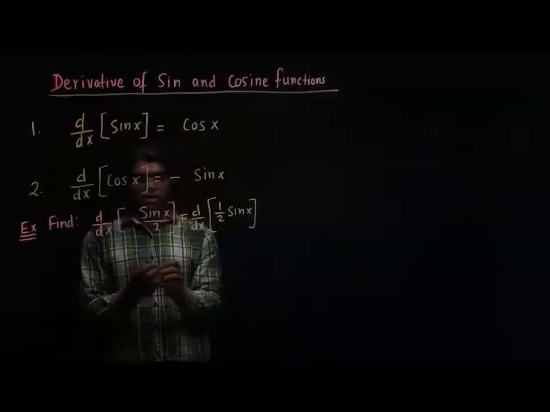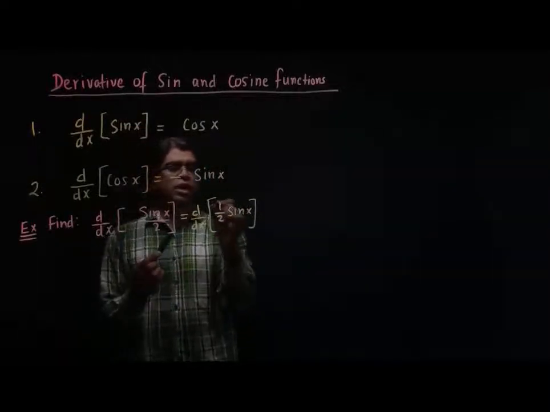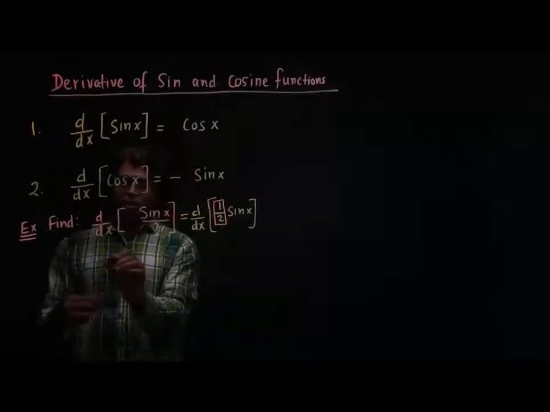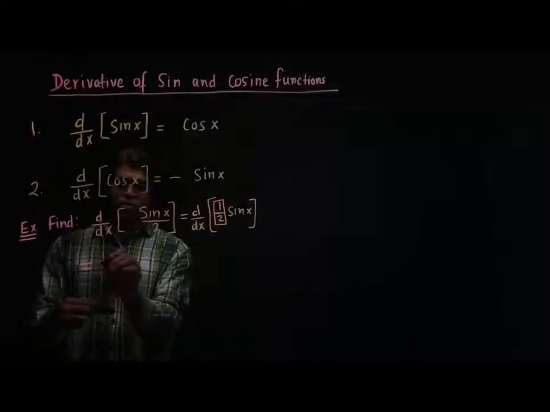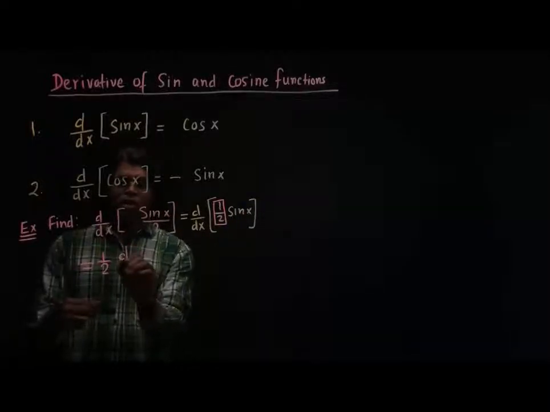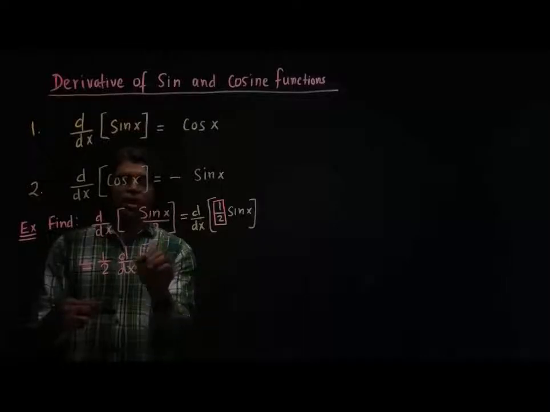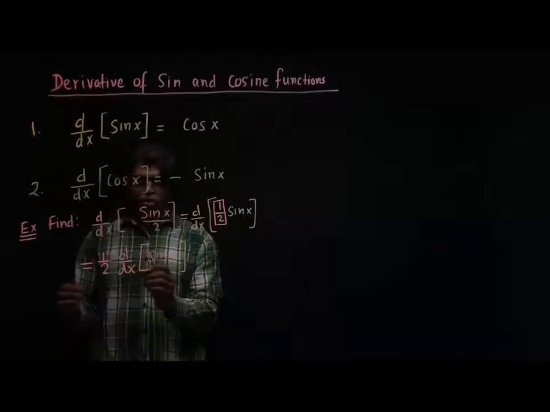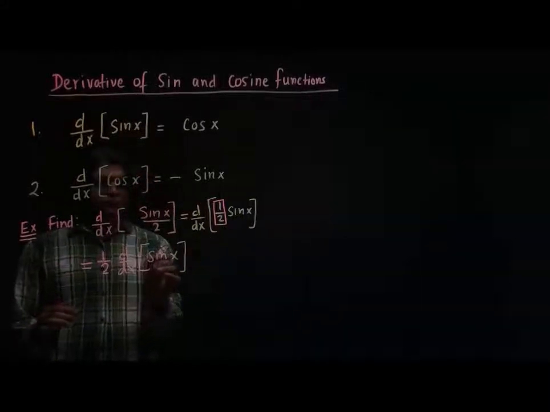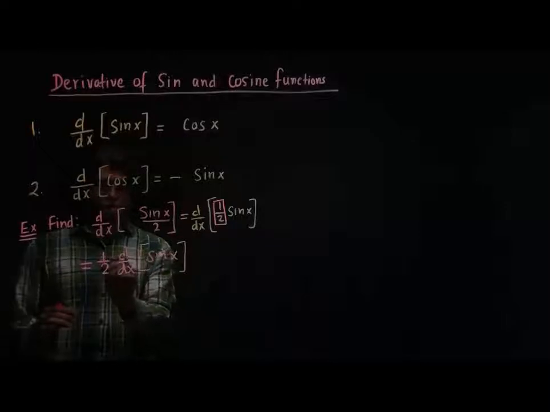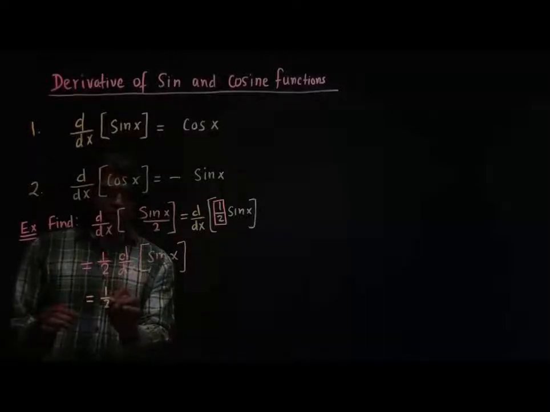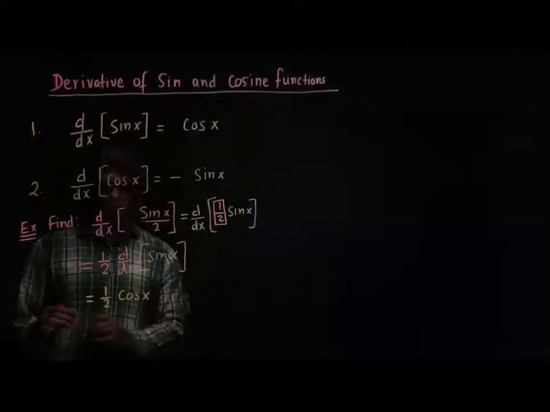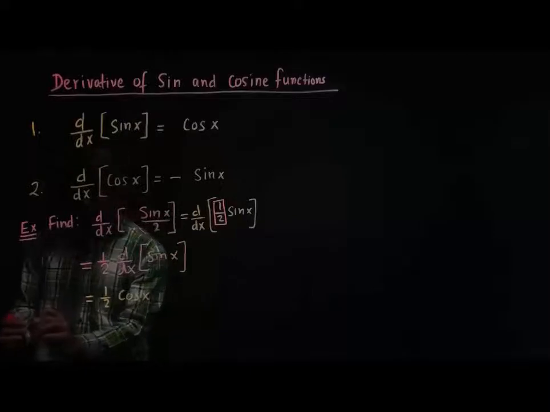Now, as you can see, 1 over 2 is my constant, so I'm going to take that constant out and I will write this is equal to 1 over 2 d by dx of sine x. I'm going to use the formula, and the differentiation of sine x is cosine x, so I get 1 over 2 cosine x. Now let's consider another example.